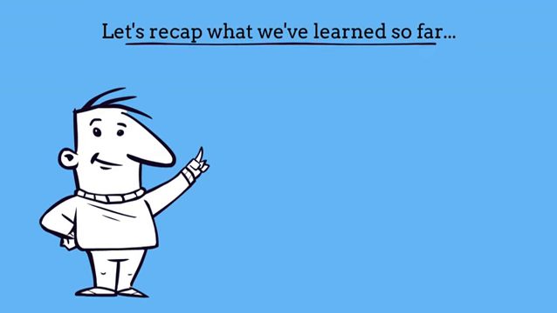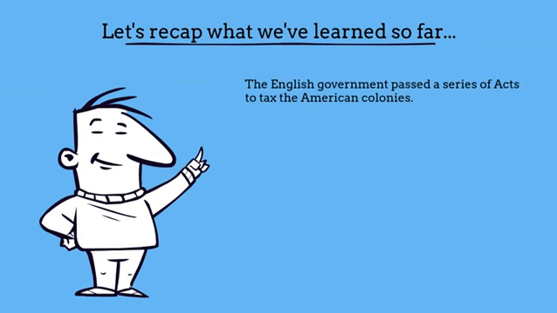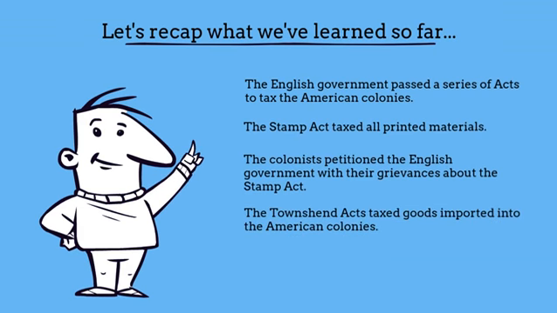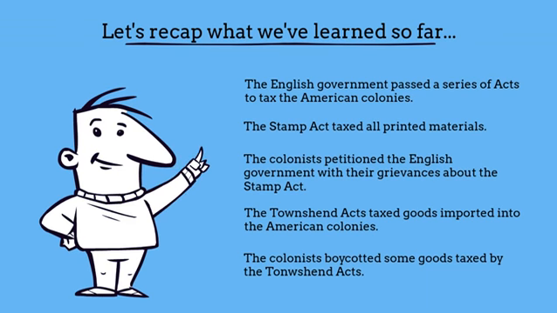Let's recap what we've learned so far. The English government passed a series of acts to tax the American colonies. The Stamp Act taxed all printed materials. The colonists petitioned the English government with their grievances about the Stamp Act. The Townshend Acts taxed goods imported into the American colonies, and the colonists boycotted some goods taxed by the Townshend Acts.